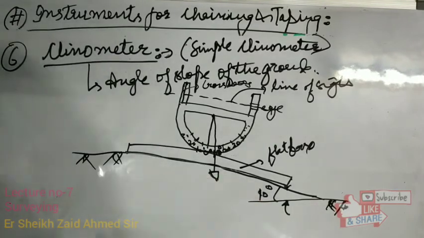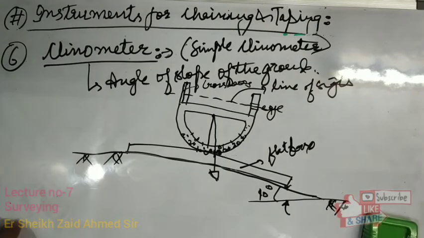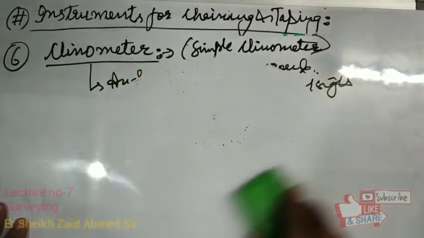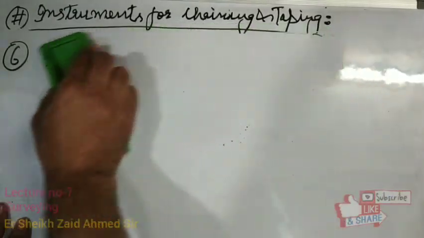So in this way, we can find the ground slope or angle of slope of the ground by using a clinometer. So this was all about various instruments used for chaining and taping.